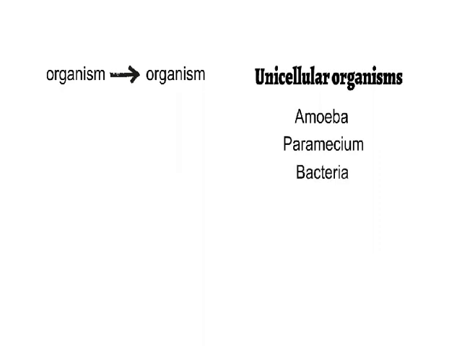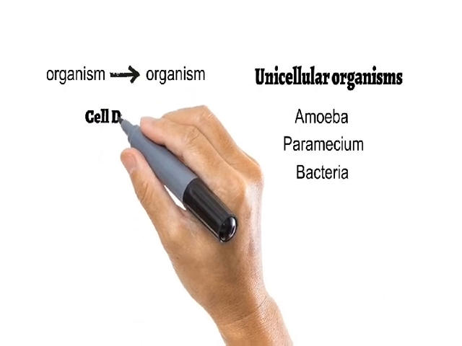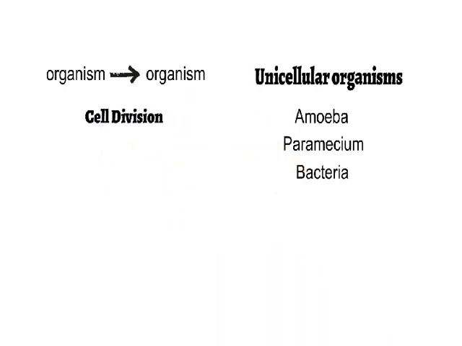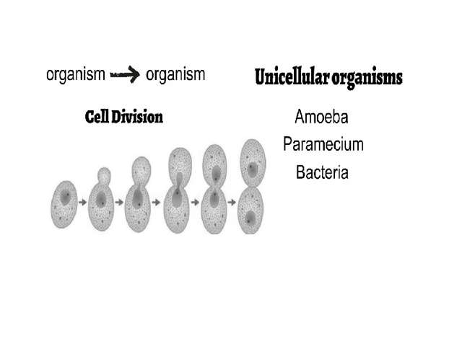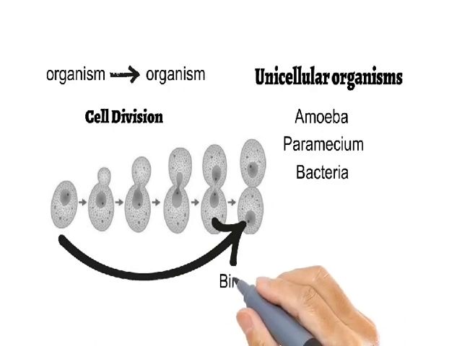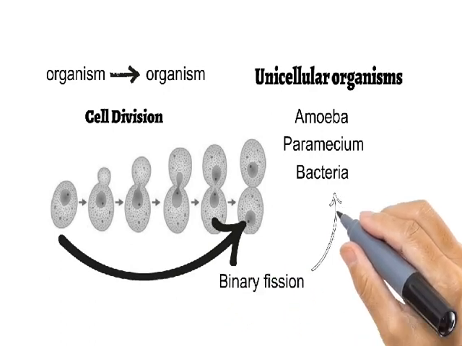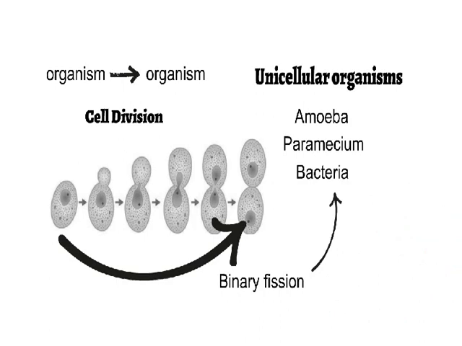In these unicellular organisms, cell division is the simple mechanism of asexual reproduction, in which one cell gradually divides into two cells. Since one cell is dividing into two cells, the process is called binary fission. So binary fission is the mode of reproduction in case of bacteria, amoeba and paramecium. Bacteria is a prokaryotic organism, and amoeba and paramecium are both eukaryotic organisms.